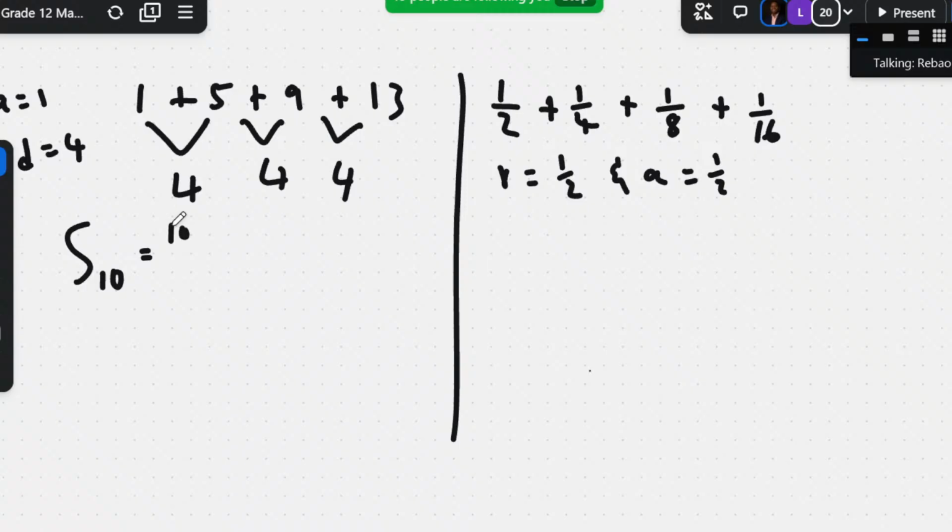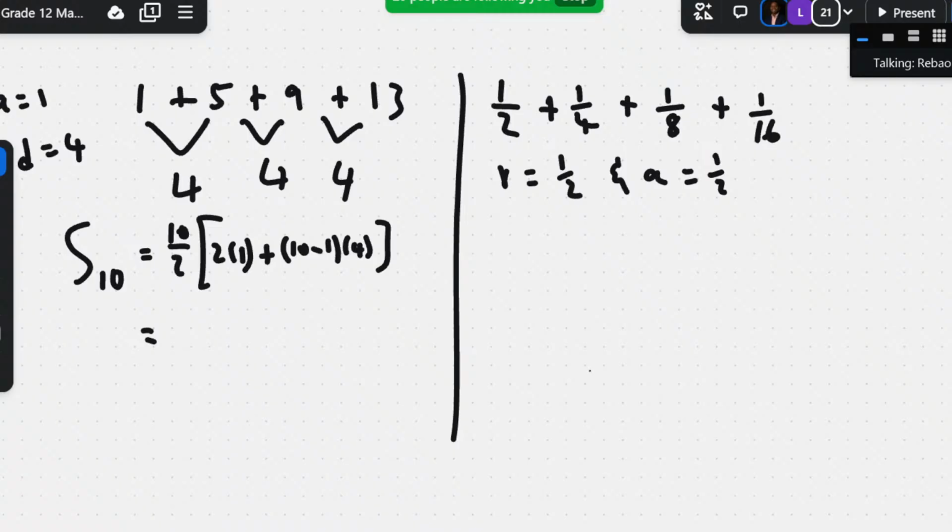Remember, it's going to be N/2, so I'm doing the direct substitution right away. 2 times 1 plus N minus 1. If you think about it, you can write the 9, or you can just write the 10 minus 1 times 4. And you do some calculator work here. And then the next one to do will be for the geometric.